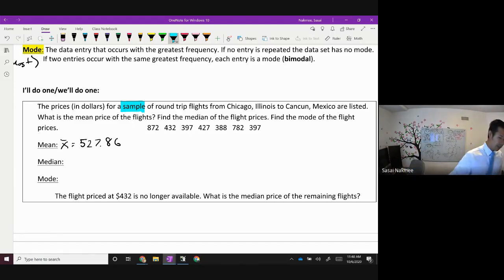How do I know to divide by 7? I simply just counted it, right? 1, 2, 3, 4, 5, 6, 7. And that's what my n is. N is equal to 7 in this case. And again, lowercase n, because this is a sample. Okay? Any questions on how to calculate the mean?